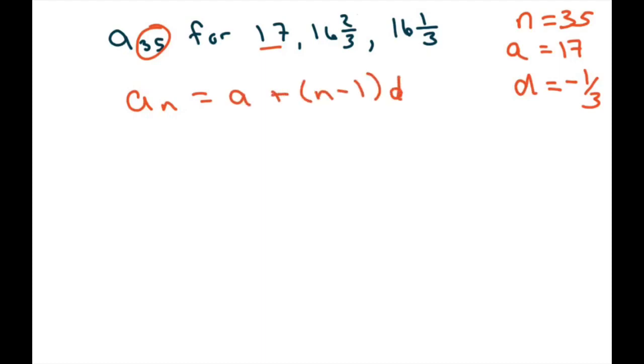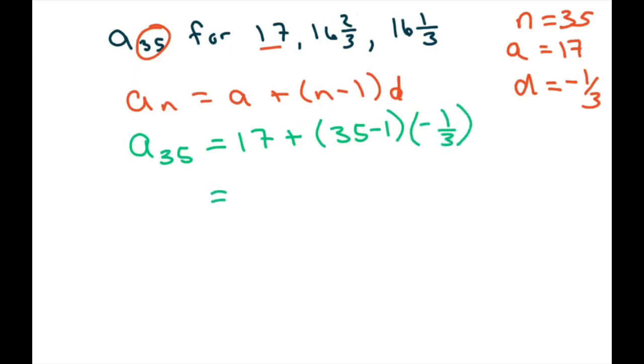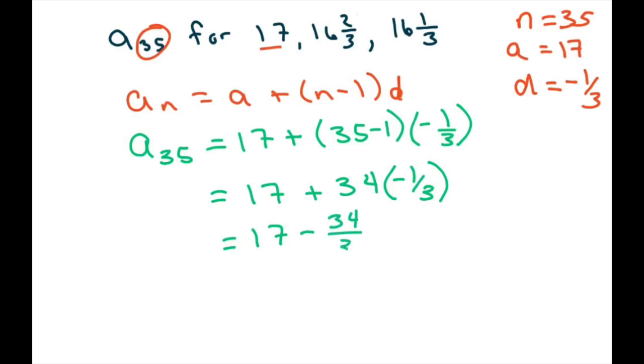Now plug everything in. So a sub 35 equals your first term plus your number of terms, which is 35, subtract 1, and your d is negative 1/3. So this equals 17 plus 34 times negative 1/3. So this equals 17 minus, well, you're multiplying, so that's minus 34 divided by 3.